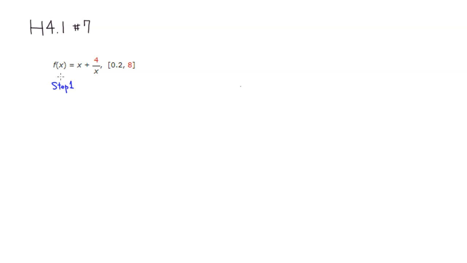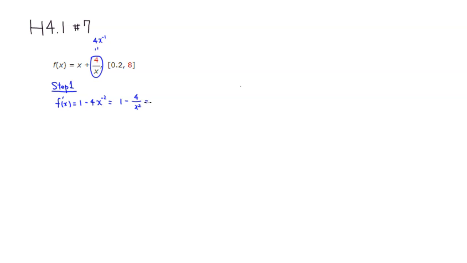I'm going to take the derivative, f prime of x is equal to... Before that, maybe I should rewrite this as 4 times x to the negative 1. The derivative of x is 1, and the derivative of 4 x to the negative 1 is negative 4 x to the negative 2. So we can write it as 1 minus 4 over x squared, right?